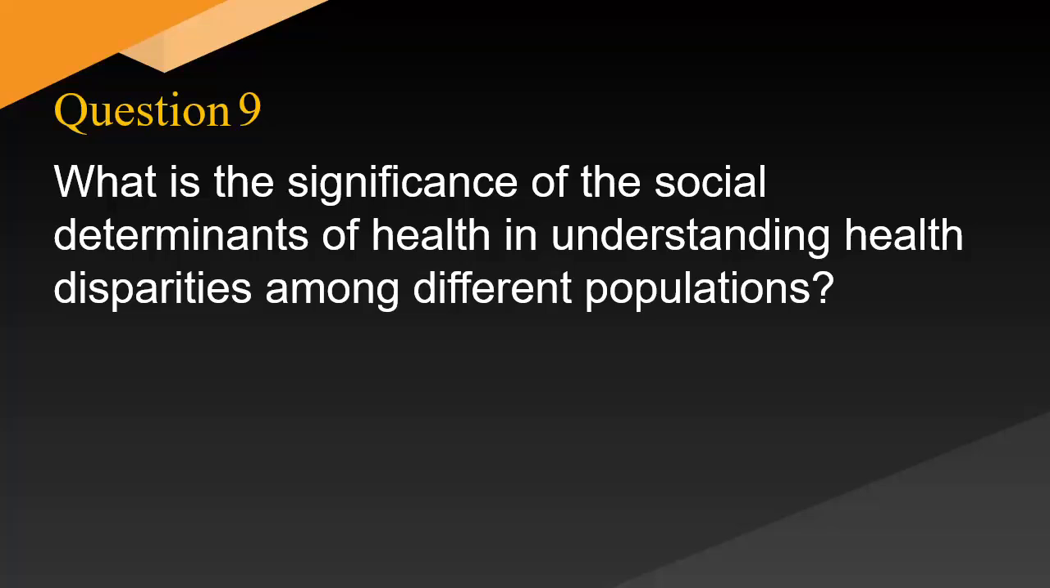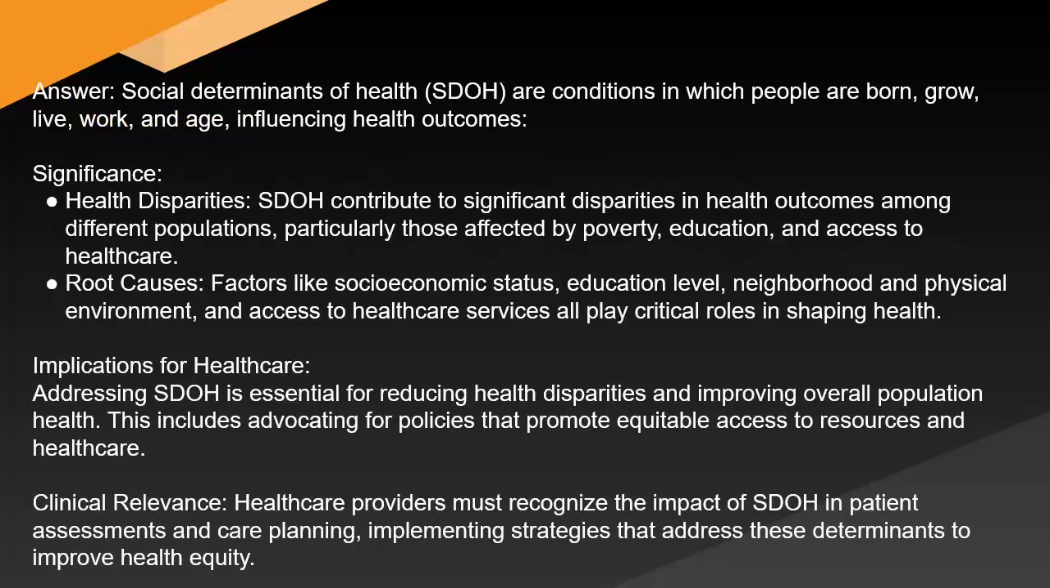What is the significance of the social determinants of health and understanding health disparities among different populations? Answer: Social determinants of health (SDOH) are conditions in which people are born, grow, live, work, and age, influencing health outcomes. Significance: SDOH contribute to significant disparities in health outcomes among different populations, particularly those affected by poverty, education, and access to healthcare.